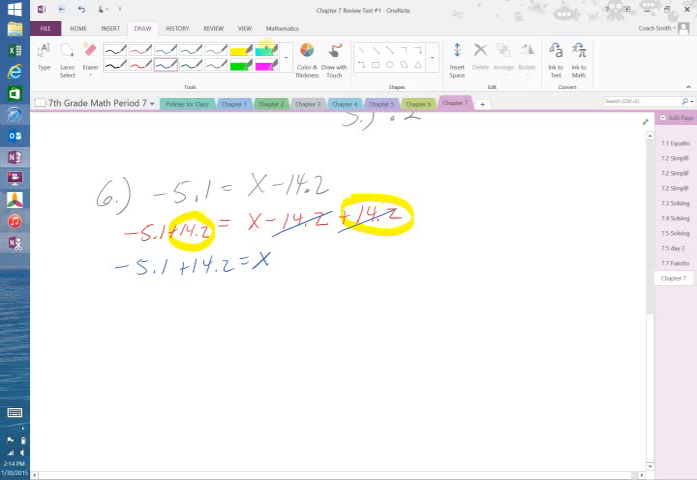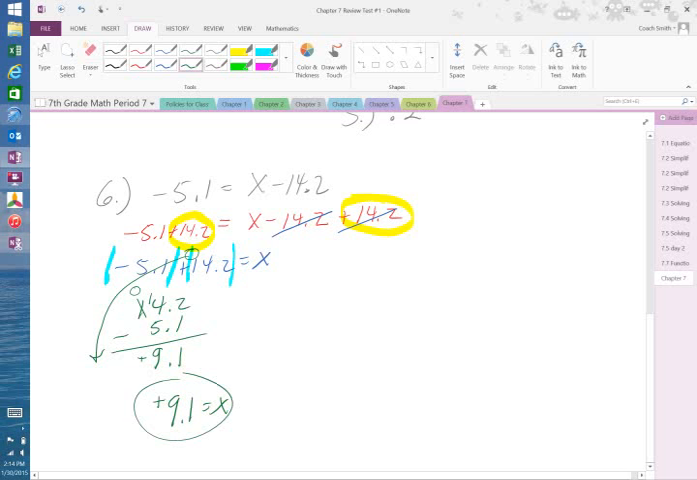Okay, well, I have a positive and a negative. So I have to take the absolute value of those two numbers and subtract them. So 14.2 minus 5.1. That gives me a 1. Borrow from that, make it 0, make that 14, make that 9.1. The larger absolute value is positive, so we bring it down, so we have a positive 9.1 is equal to x. Or x equals 9.1 is the same expression.